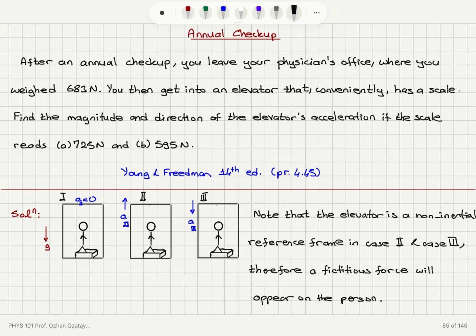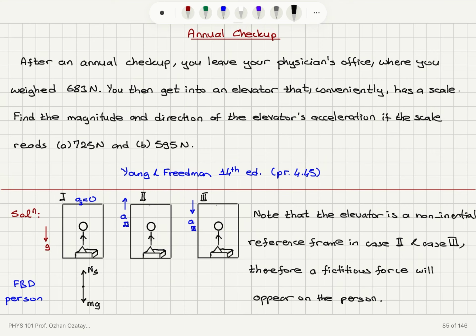Okay, so let's draw a free body diagram for the person to understand what is going on in each situation. So the person is modeled as a particle. There is the weight of the person pointing down, mg, and the normal force from the scale pointing up. So this is the first situation where we read the correct true weight of the person.